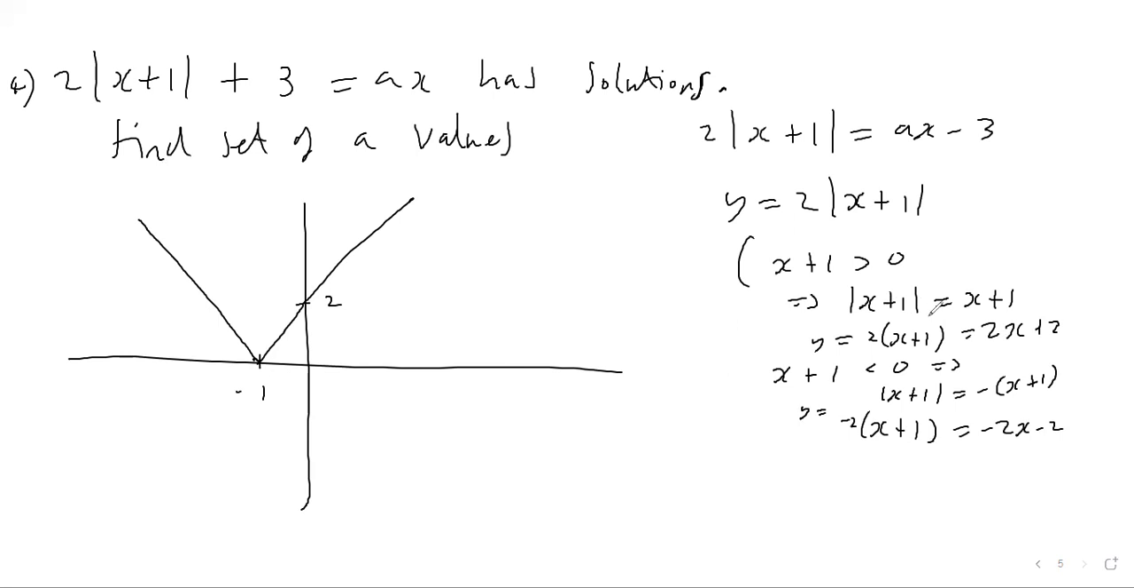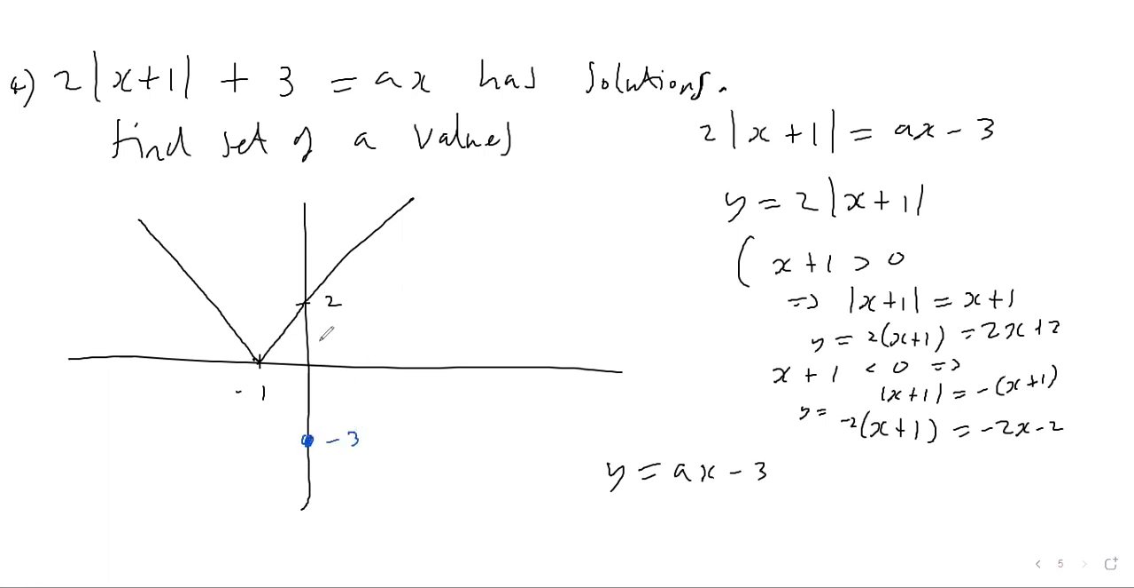That's -1 there, just because when you set y equal to 0, you get x is -1 there. Okay, so that's our first graph. Now we've got this other graph, this ax minus 3 graph. Let me make a note of this, this right-hand side graph. So y equals ax minus 3. Okay, so it's going to have a y-intercept of -3.